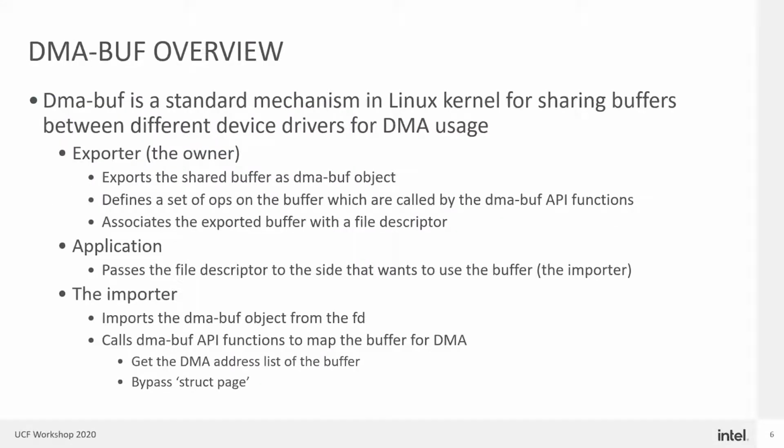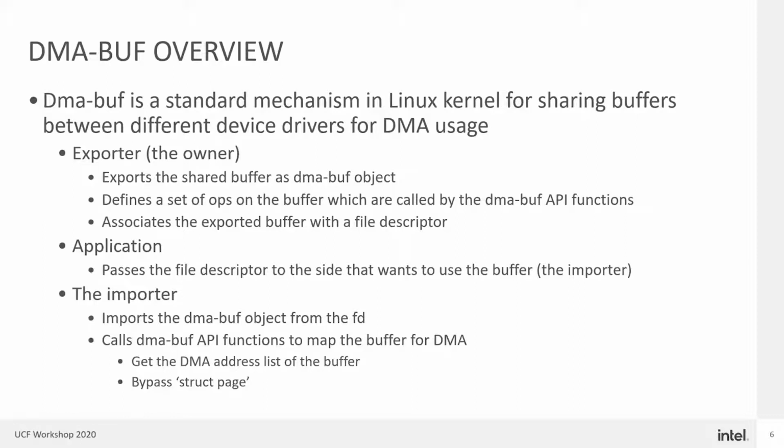Dma-Buf is a standard mechanism in the kernel for sharing buffers between different device drivers for the purpose of DMA usage. In the concept of Dma-Buf, the owner of the buffer is called the exporter. The exporter will export the shared buffer as a Dma-Buf object. At the time of exporting, the exporter will define a set of operations that can be applied on the buffer, and those operations will be called by the Dma-Buf API by the importer.